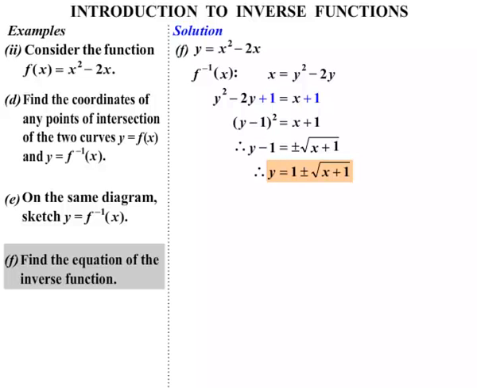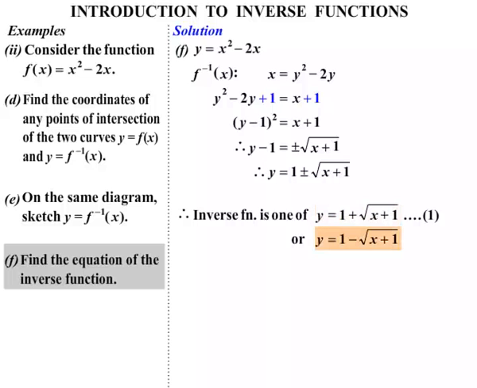Now at the moment we've got two equations there. The plus and the minus will give us the two. So the inverse function is either going to be y equals 1 plus the square root of x plus 1, or it's going to be y equals 1 minus the square root of x plus 1. So let's call these equation 1 and equation 2.